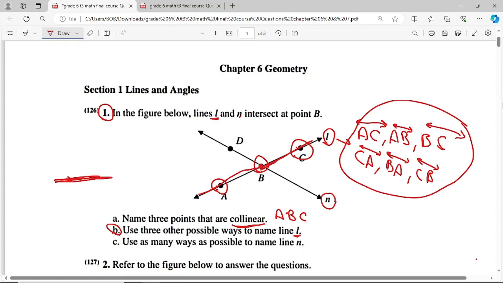Now, number C, use as many ways as possible to name line N. This is line N, I have only 2 points, so I can name line N with BD or DB.